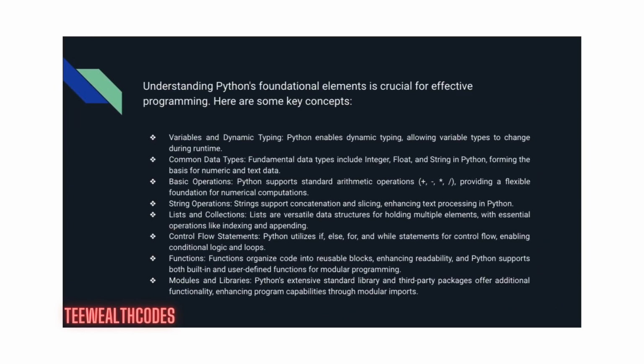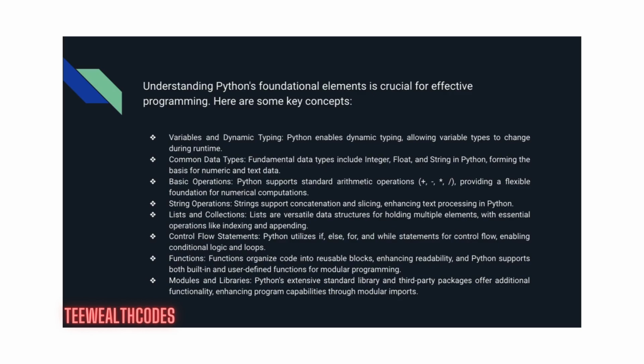Now let's understand the foundational elements, which are crucial for effective programming. When you're talking about variables and dynamic typing, Python enables dynamic typing, which allows variable types to change during runtime. It is not statically typed, so it's dynamically typed. Common data types you can see in Python are the integer, the float, the string, and some other data types like Boolean and the likes.